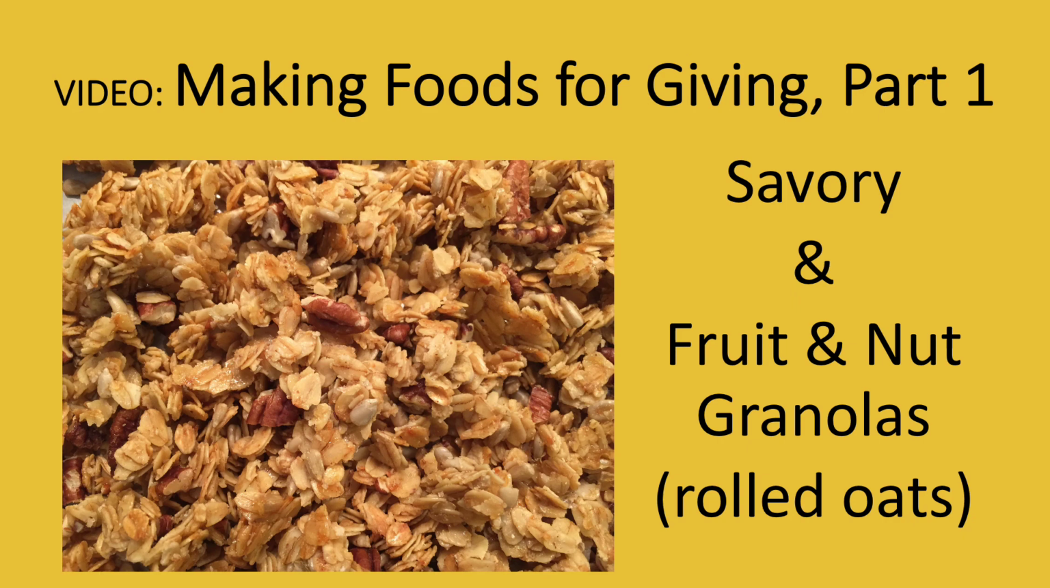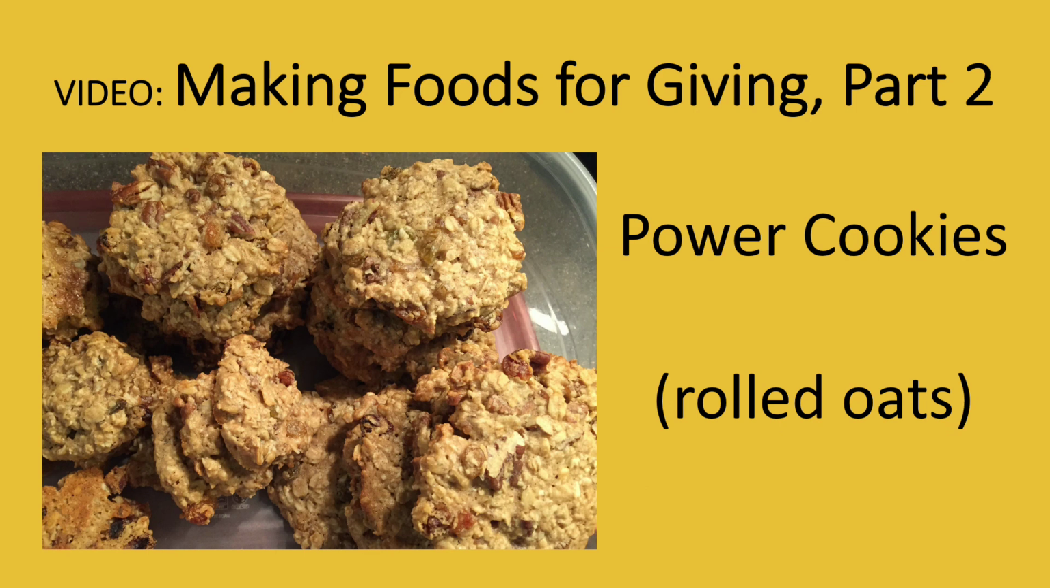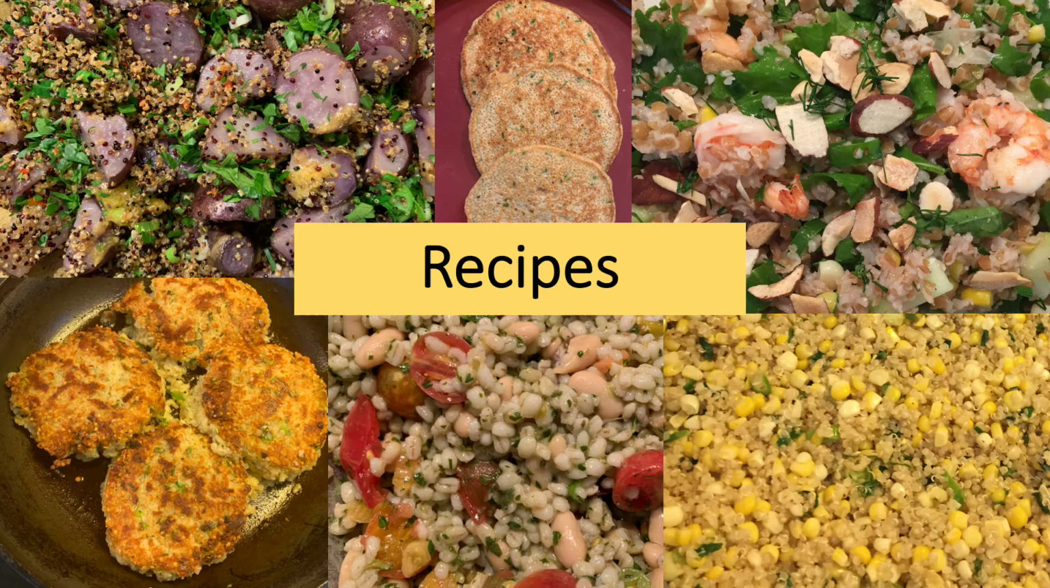That same video includes 2 recipes for granola that feature rolled or old-fashioned oats. One is a savory snack and the other a great breakfast treat. Once you make your own granola, you won't want to go back to buying it. In my video Making Foods for Giving Part 2, a separate video, there's a recipe for power cookies, which include more rolled oats than flour, along with nuts and raisins. These cookies are better than any health bar.